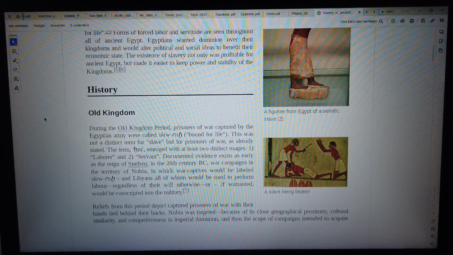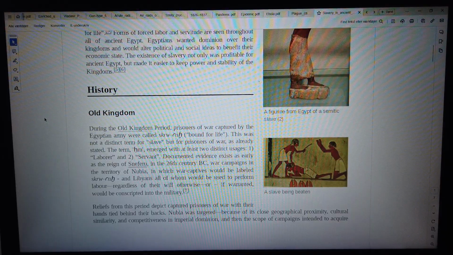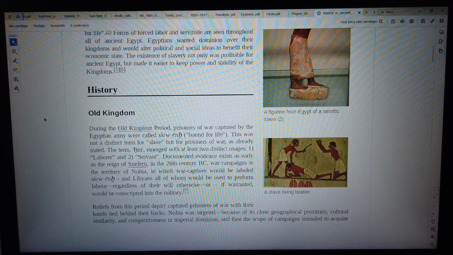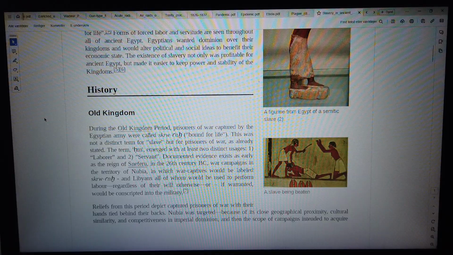Documented evidence exists as early as the reign of Sneferu, in the 26th century BC, of war campaigns in the territory of Nubia, in which war captives would be labeled sken, and Libyans, all of whom would be used to perform labor regardless of their will, otherwise or if warranted would be conscripted into the military. Reliefs from this period depict captured prisoners of war with the hands tied behind their backs.